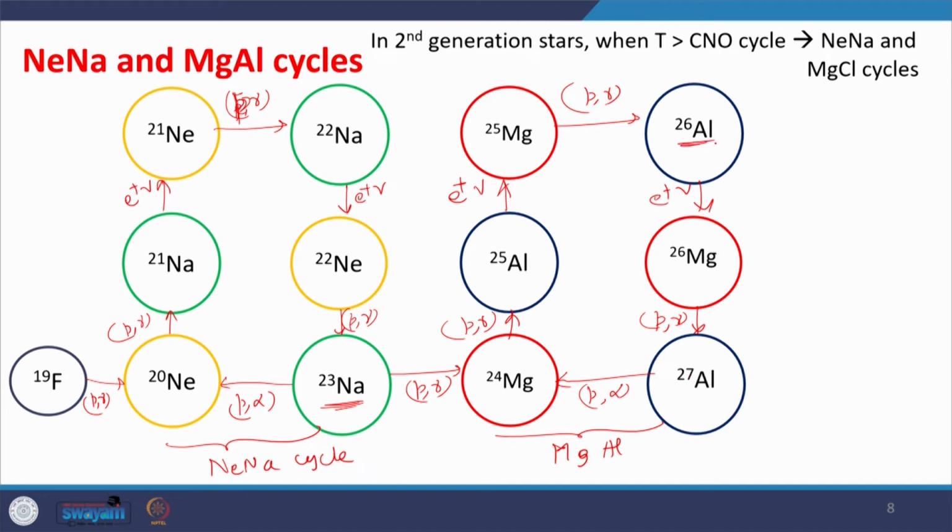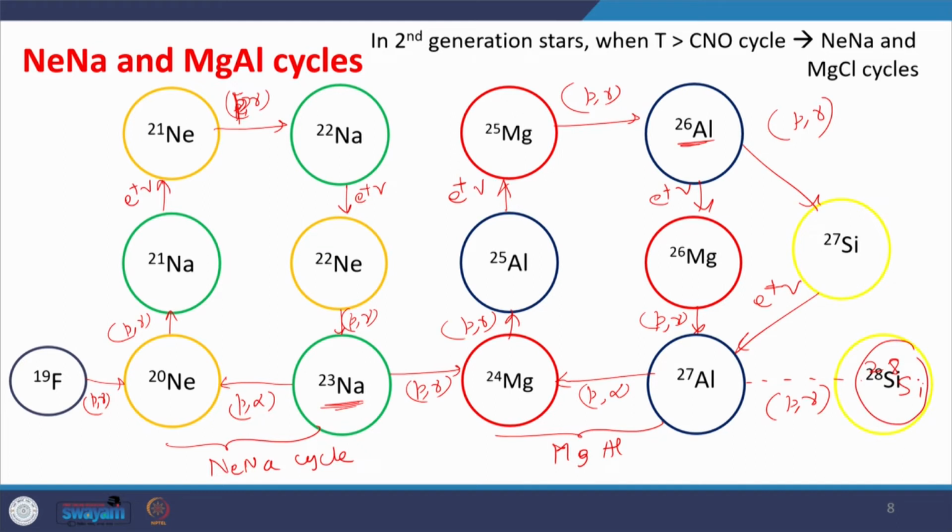Now, this Al 26 can also undergo a P gamma reaction. There is another possibility. See, there are so many possibilities to produce silicon 27, which can undergo positron decay to produce aluminum 27, and this aluminum 27, instead of undergoing P alpha, can also undergo a P gamma reaction to produce silicon 28. So, what this diagram tries to tell us is that, depending on the availability of nuclei and the probability of undergoing reaction via P gamma or P alpha, different cycles can occur within the stars.